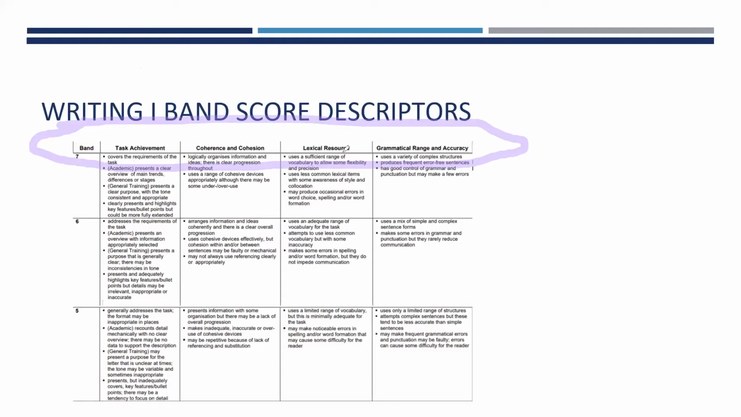Lexical resource is just a fancy way of saying vocabulary. So it might sound scary. What is lexical? It just means, is your vocabulary good? Lastly is grammatical range and accuracy. Now, there's many things that comprise grammatical range and accuracy. The main thing would be tenses and spelling and punctuation. Tenses would probably be the major factor in writing task 1.